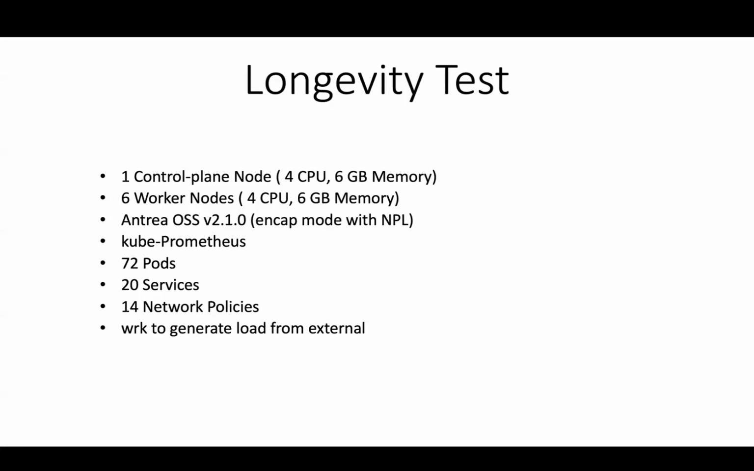Now in the Kubernetes cluster, we had a total of 72 pods, including all, and we had 20 services, including one NodePort service and one NodePortLocal service, which we used for external traffic. And we had 14 network policies, including 6 cluster network policies and 8 Kubernetes network policies. To generate external load, we used the wrk tool, and we hit the NodePort and NodePortLocal endpoints via an external machine.